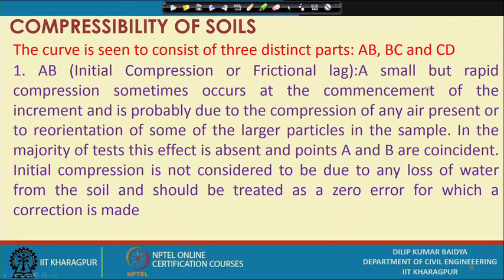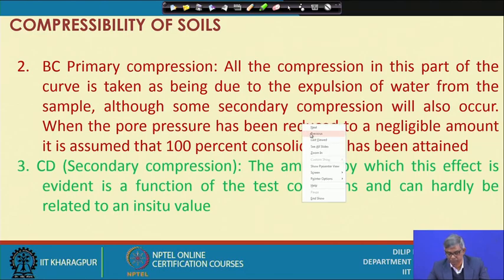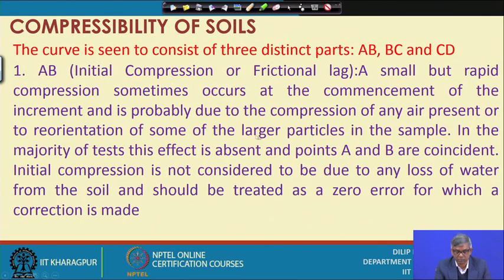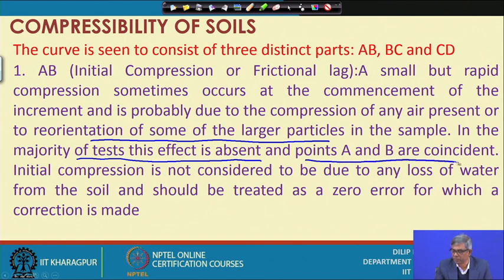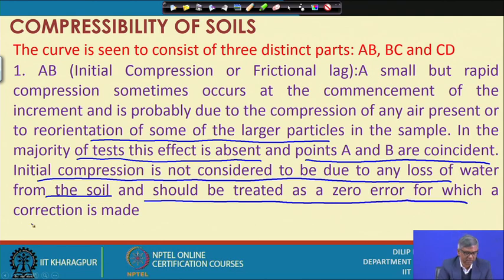Initial compression is a small but rapid compression that sometimes occurs at the commencement of the increment, and is probably due to the compression of any air present, or to reorientation of some of the larger particles in the sample. In the majority of tests, this effect is absent and points A and B are coincident. Initial compression is not considered to be due to any loss of water from the soil, and should be treated as a zero error for which a correction is made.